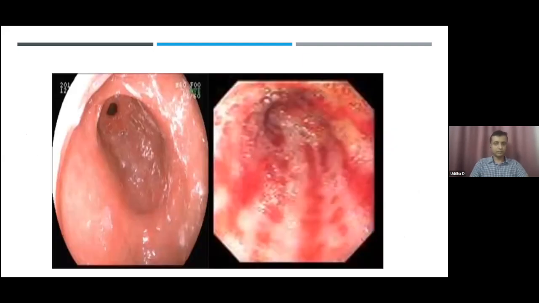So, for example, this is a picture on the left. You see a picture of a normal stomach compared to a stomach with severe portal gastropathy, where there is a gastric mucosal edema, which will affect the drug absorption very significantly.